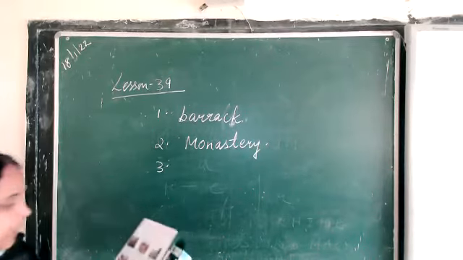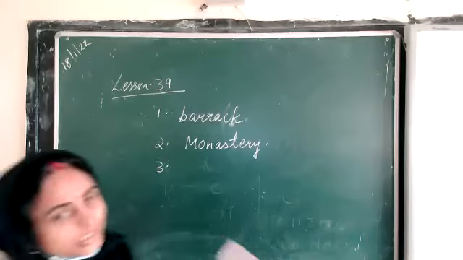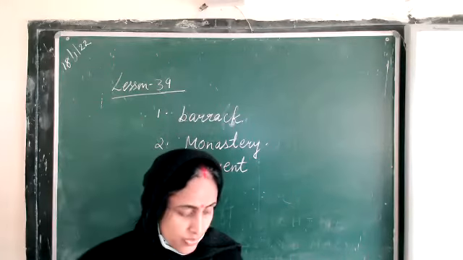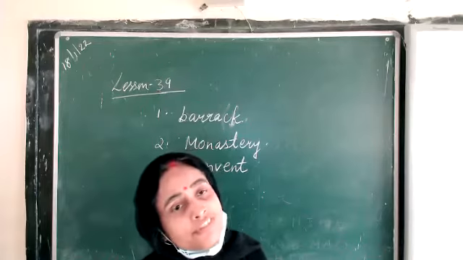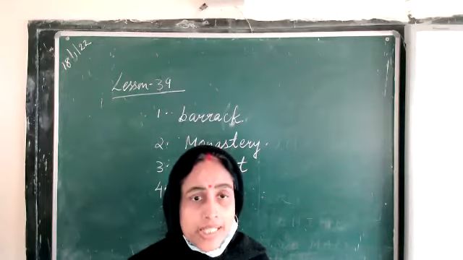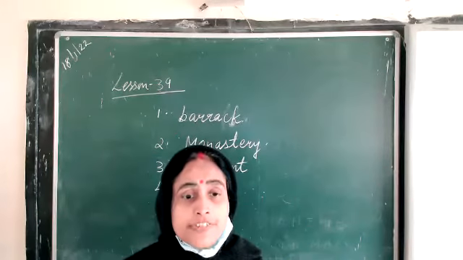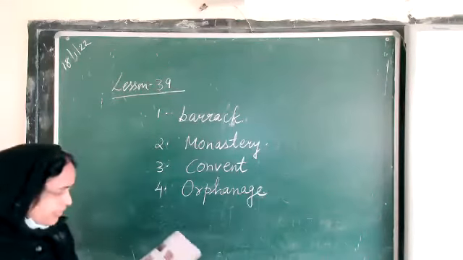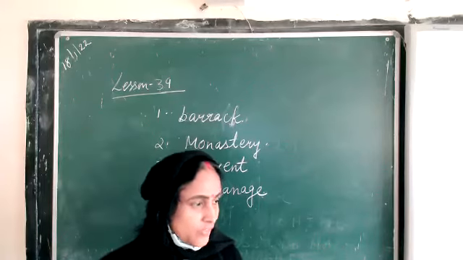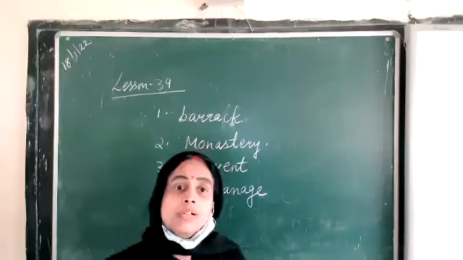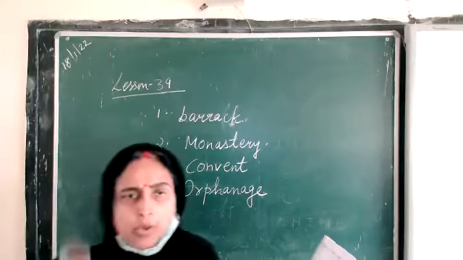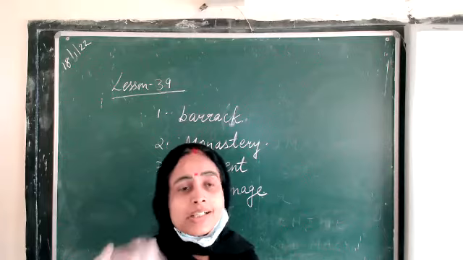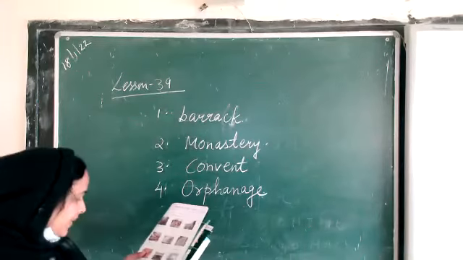Now third, nuns live in convent. Next one, orphans live in an orphanage. Orphan means those who don't have their parents. So you write orphanage. All of you have written? Write the correct spelling, and you can see the help box is given there. Don't write wrong spellings. You can see from the help box and write correct spellings.